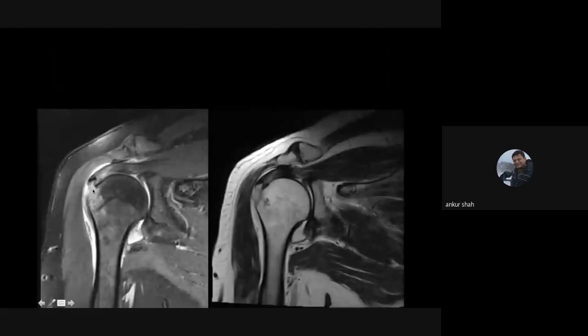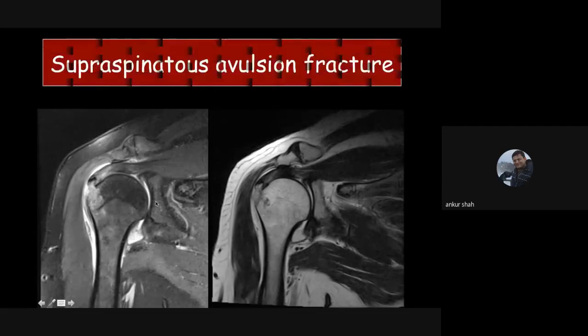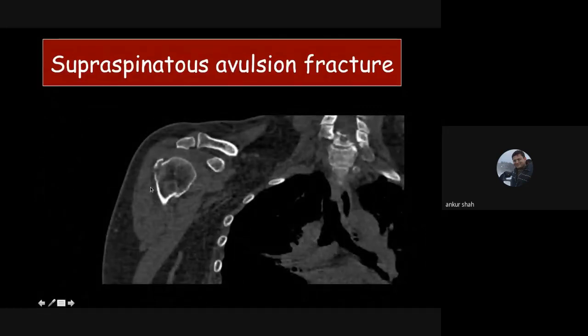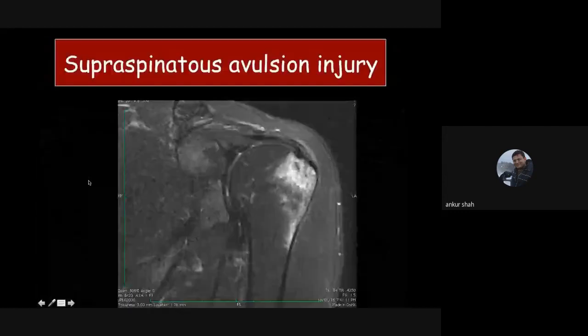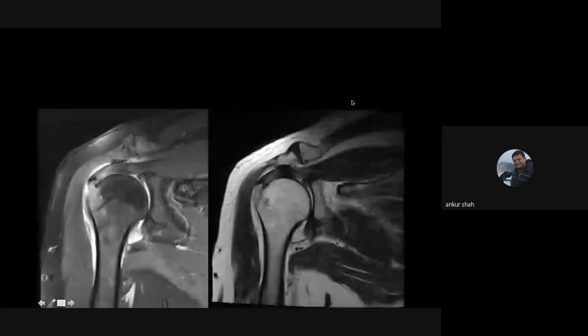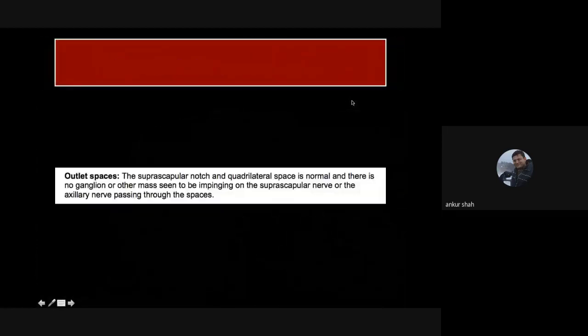But if we see a bony fragment which is displaced, like what we saw yesterday about the ACL and PCL avulsions, then this is termed the supraspinatus avulsion fracture. You can confirm it with the help of CT scan. There is a fracture, the bone fragment is separated and displaced, and that is why there is some retraction of the tendon also. So this is the supraspinatus avulsion fracture. If you don't see a fracture, then we term it a supraspinatus avulsion injury. So this is the difference between these two.